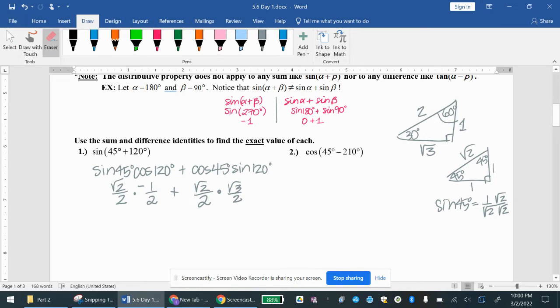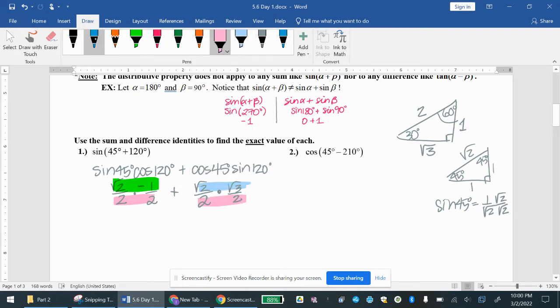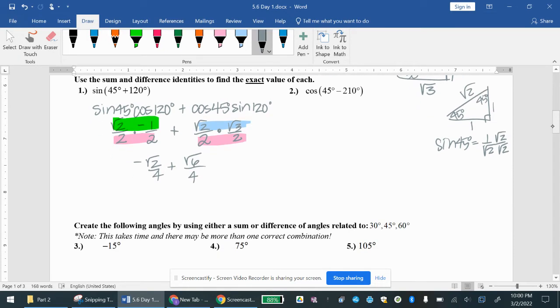All right, and then we simplify. So you're going to multiply the numerators and the denominators for both parts. Notice that the denominators are going to be the same here. So you're going to have negative root 2 over 4 plus root 6. When roots are not the same, you just multiply whatever number's inside and then you combine them. And then because these have the same denominator, you can write the answer as negative root 2 plus root 6 all over 4.